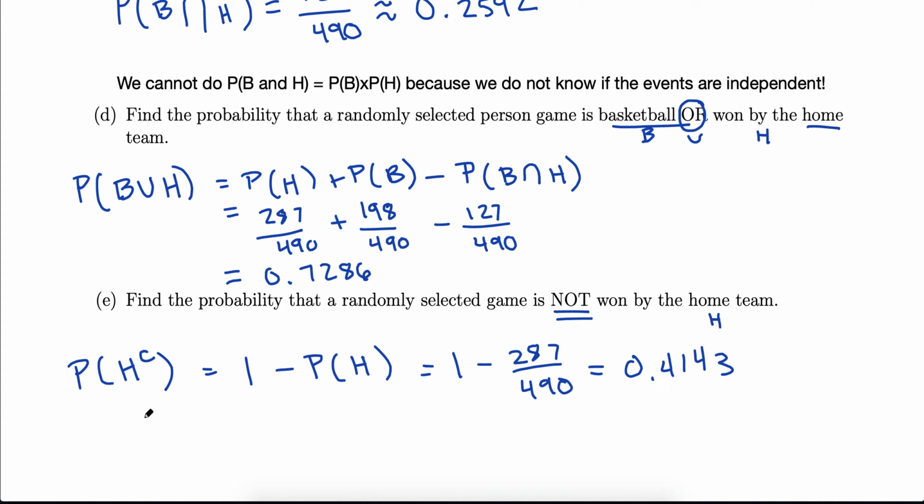Now, of course, you could just look at the chart and say, well, this is the same thing as visiting team winning. And you're absolutely right. You could just do visiting team winning out of 490.